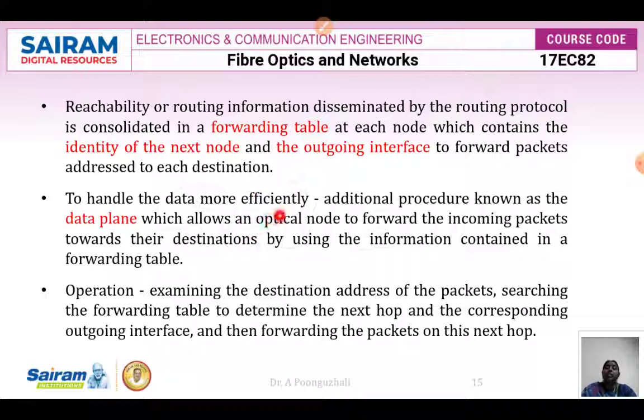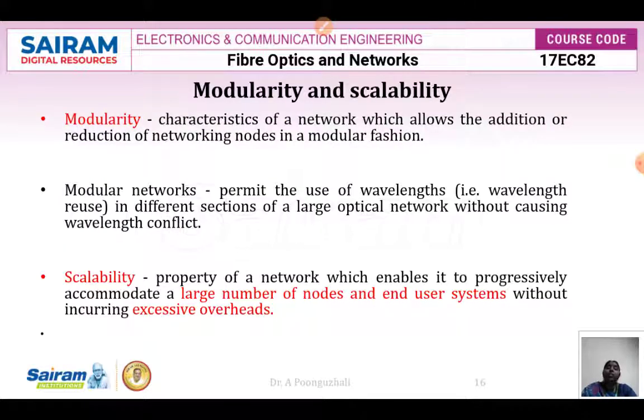To handle the data more efficiently, we go for an additional procedure known as the data plane. The data plane allows an optical node to forward the incoming packets towards the destination using the information present in the forwarding table. The operation of the data plane is to examine the destination address of the packet, search the forwarding table to determine the next hop and the corresponding outgoing interface, and then forward the packets to this next hop.